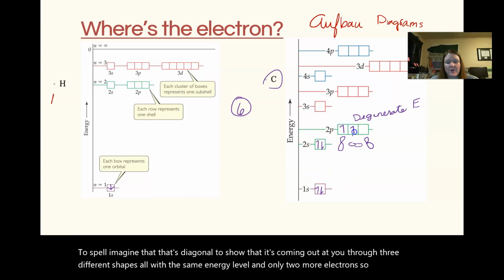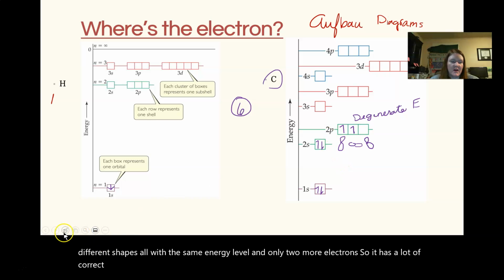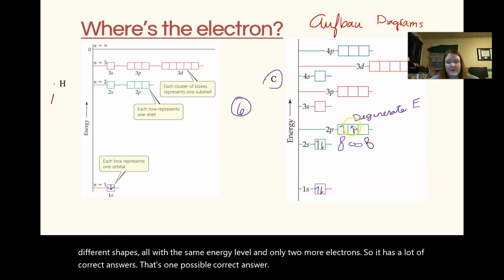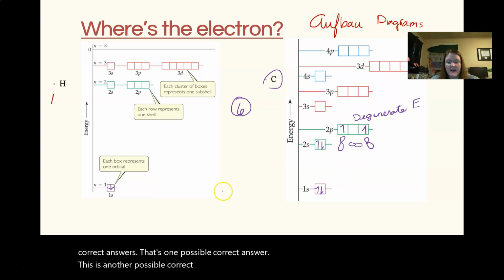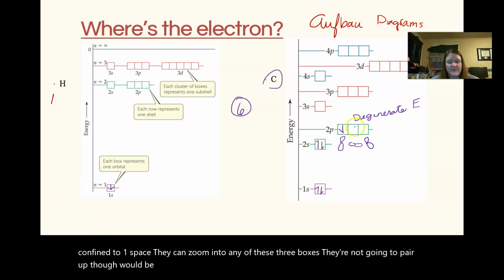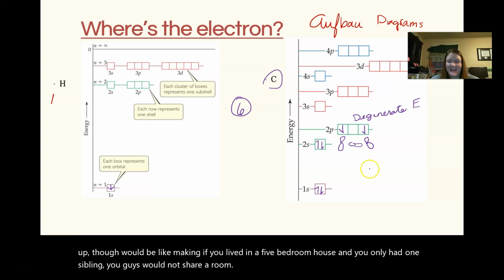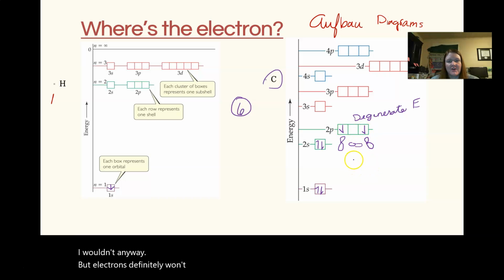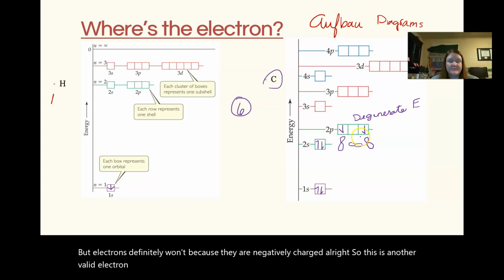So it has a lot of correct answers. That's one possible correct answer. This is another possible correct answer. You can imagine that these electrons are not confined to one space. They can zoom into any of these 3 boxes. They're not going to pair up, though. It'd be like if you lived in a 5-bedroom house and you only had one sibling, you guys would not share a room. I wouldn't anyway. But electrons definitely won't because they're negatively charged. All right? And so this is another valid electron configuration that we might draw.